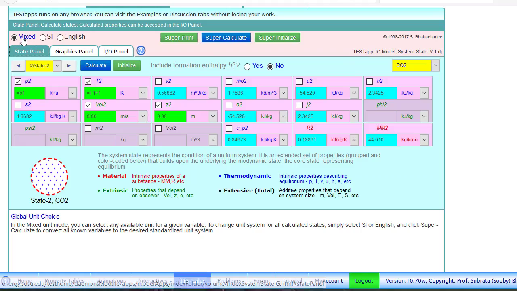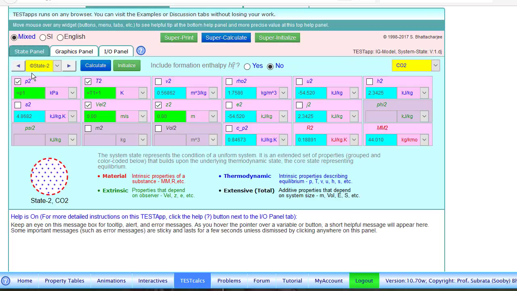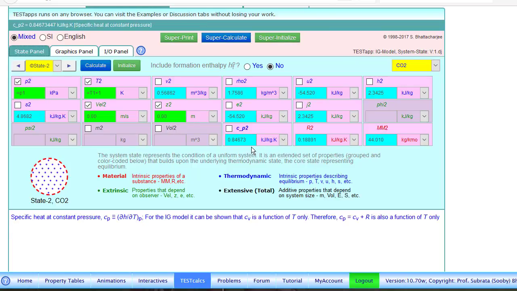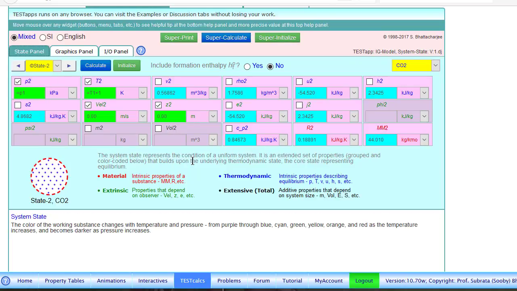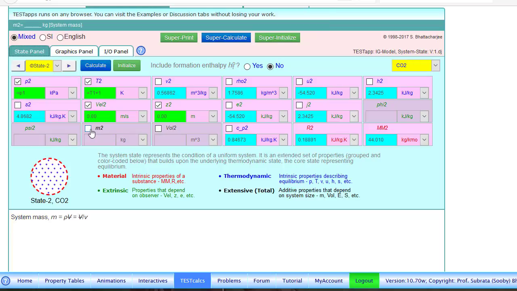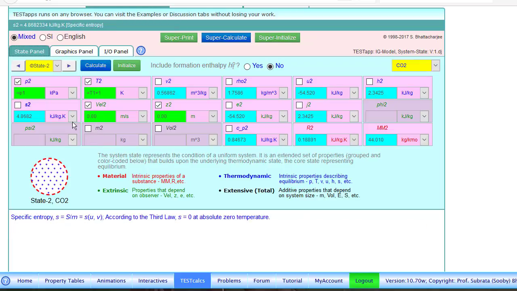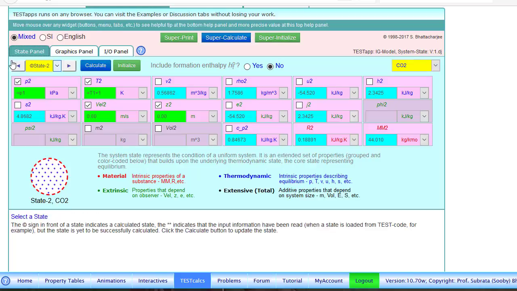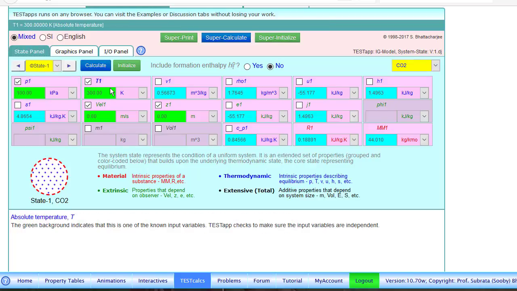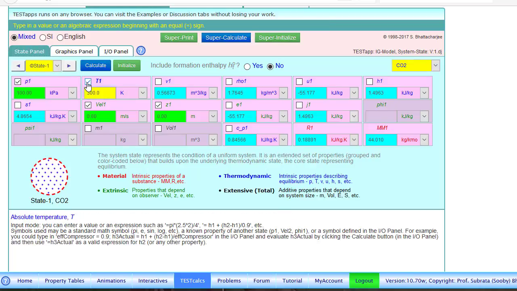Note that in the state panel, in state 2 and state 1, it actually calculated CP for you and gives very similar answers. So the next part of the question is asking, what if the temperature was 2000 Kelvin? Since T2 is based on T1, T1 is the only value we need to change. So we'll change that to 2000 Kelvin.